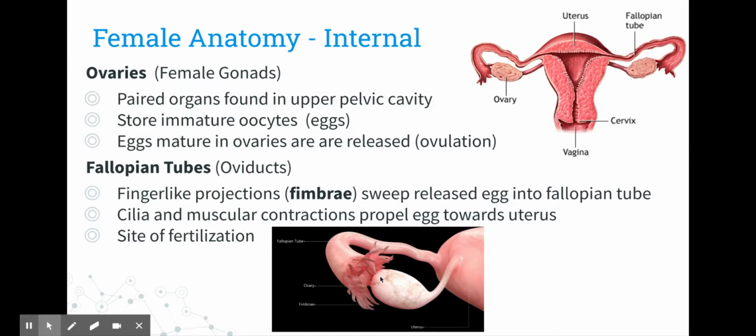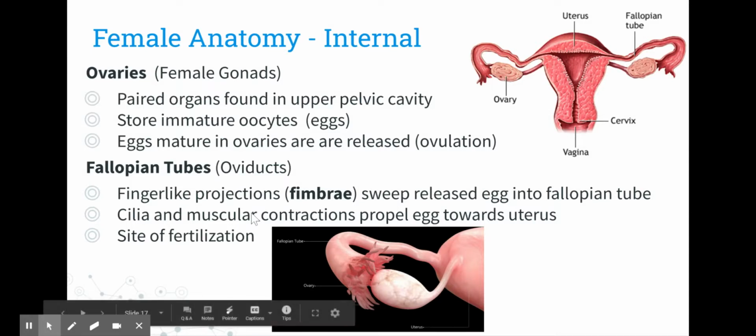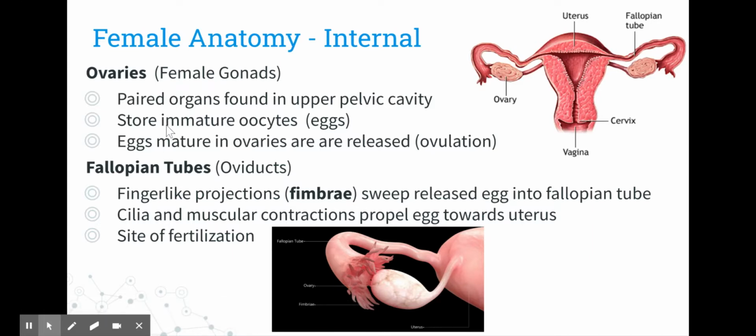On the internal anatomy of a female, the gonads are the ovaries, and these are paired organs found in the upper pelvic cavity. This is where immature oocytes are stored, and a female will have all of those oocytes, the precursor to the egg, before she is even born. So in utero, as a developing embryo, an individual will produce these primary oocytes, the cells that will eventually develop into eggs.